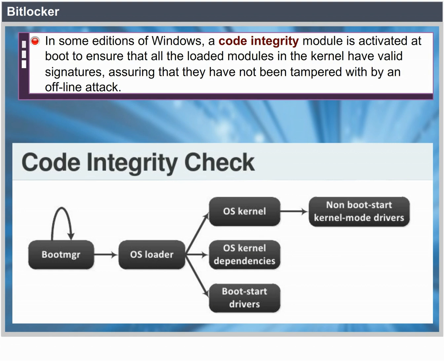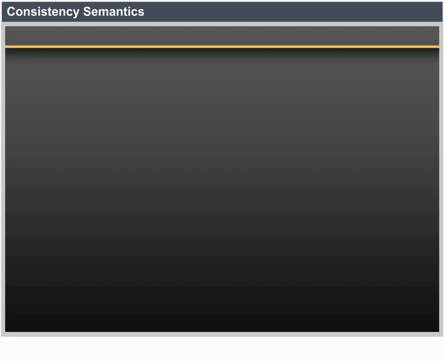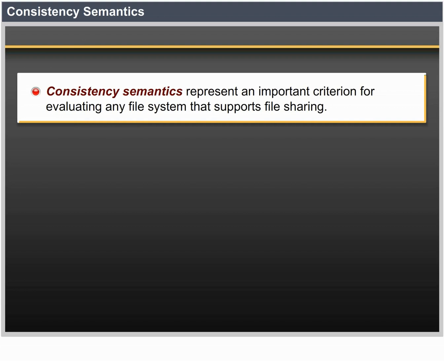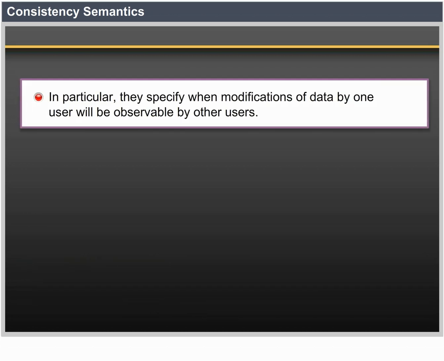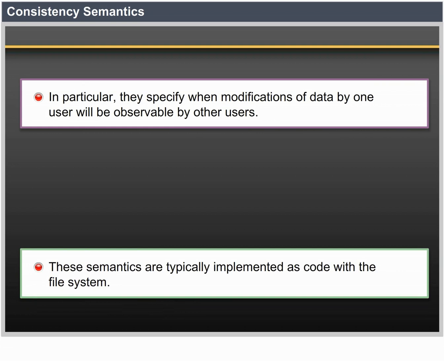Consistency semantics. Consistency semantics represent an important criterion for evaluating any file system that supports file sharing. These semantics specify how multiple users of a system are to access a shared file simultaneously. In particular, they specify when modifications of data by one user will be observable by other users. These semantics are typically implemented as code within the file system.